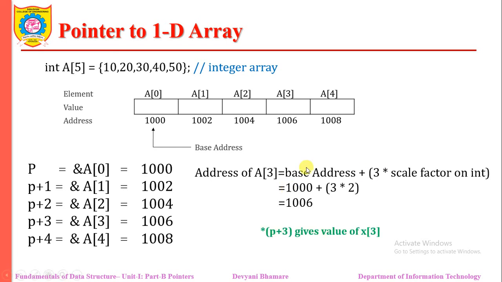So when P points to the address of A of 3, we have already seen that the asterisk operator, called the value-at operator, gives us the value stored at that particular location. In this case, P plus 3 indicates the address of A of 3. So P plus 3 is nothing but 1006. What is the value stored at 1006? In this example, it is 40. That means the value of A of 3 is 40.